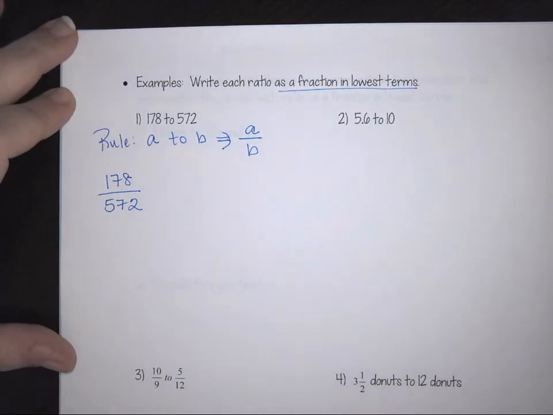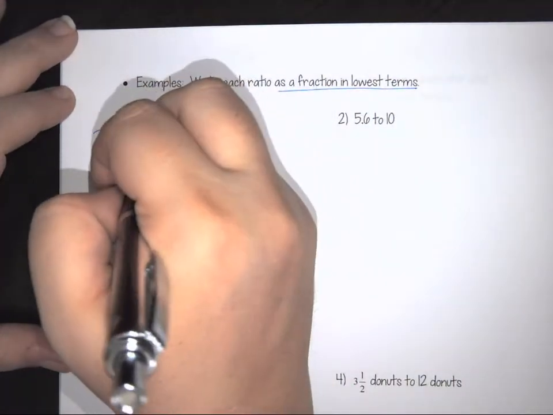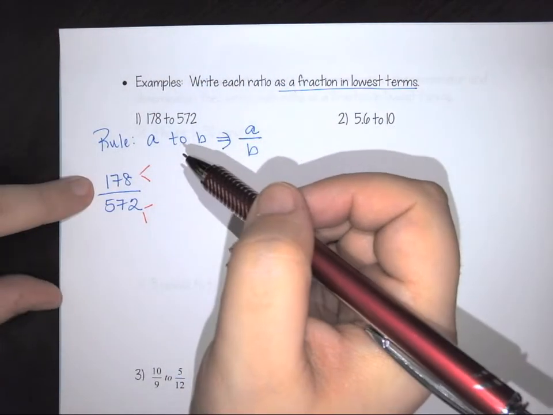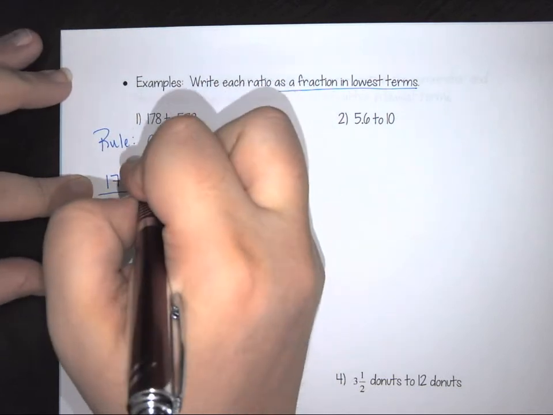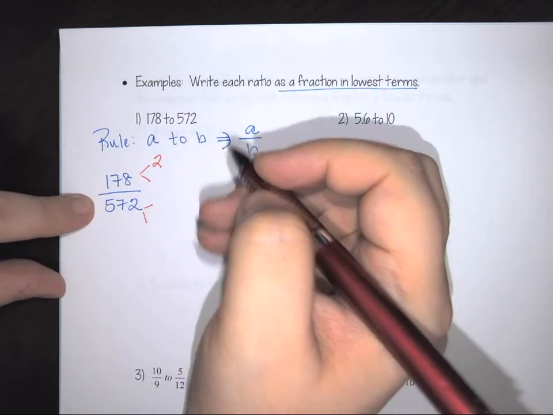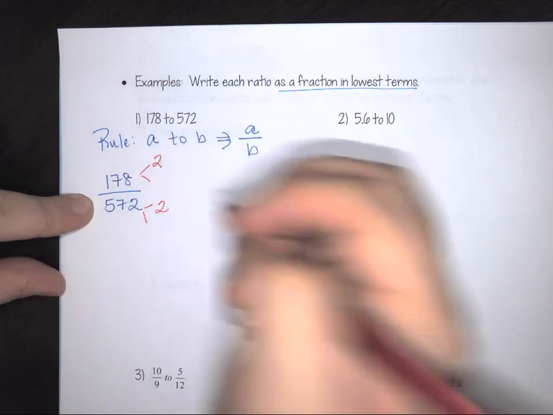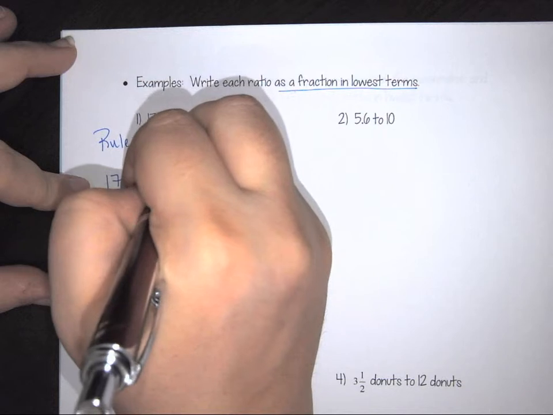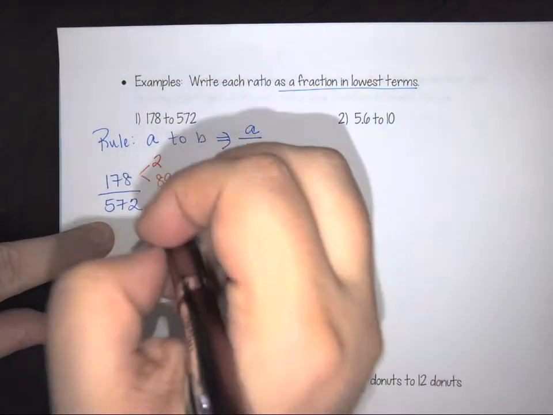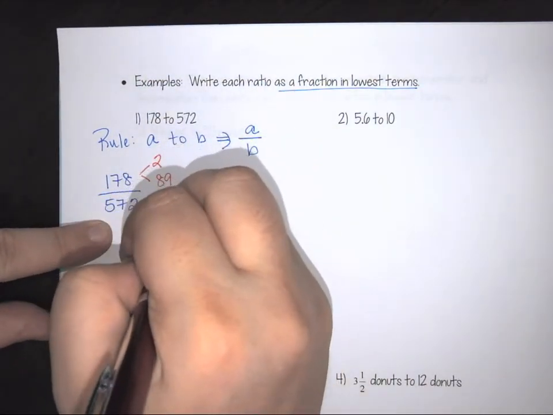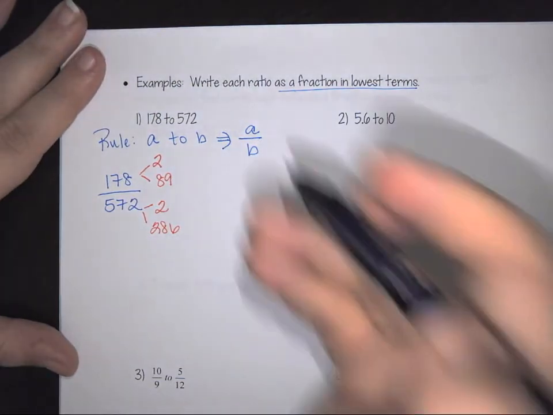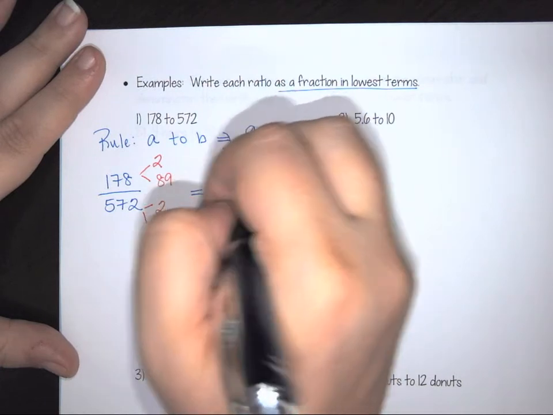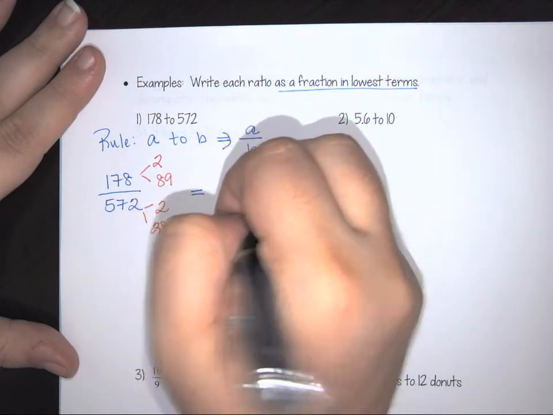Now with that, we need to reduce. One thing that I like to do is look at their pairs. 178 is even, so I know that I can break it down by 2, and the same with 572. It is also even. So when I take 178 and divide it by 2, I'm left with 89. 572 becomes 286. So this means that my fraction can actually be rewritten as 89 over 286.